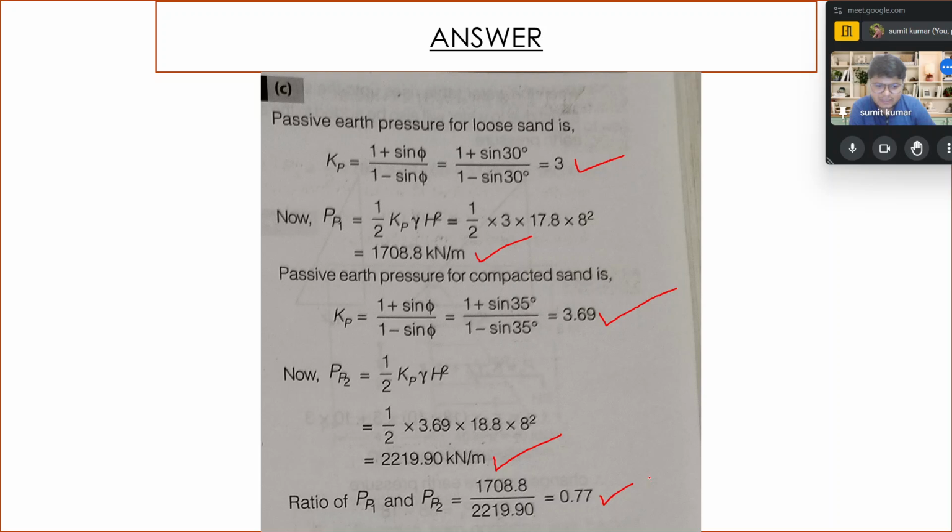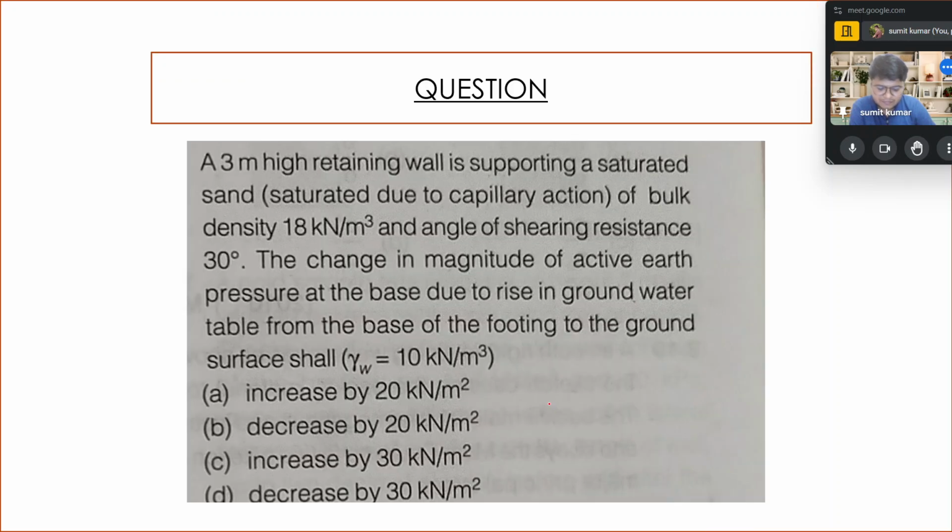Okay, I think the things are clear up to here. There will be no doubt regarding the same. Okay, we can move ahead.